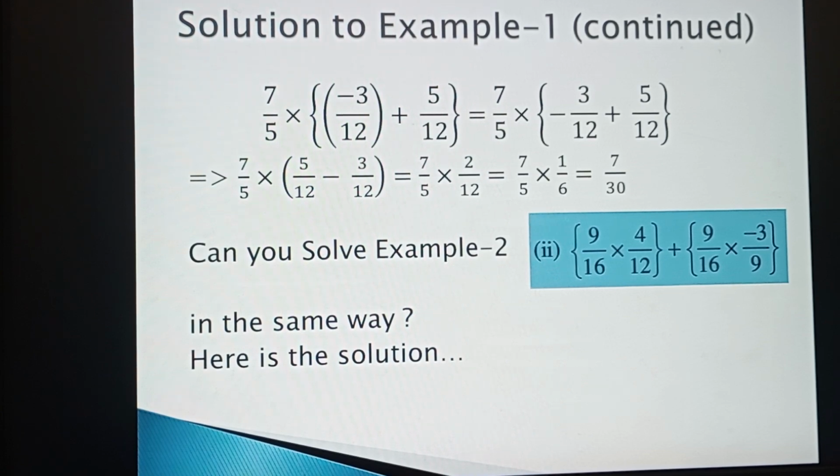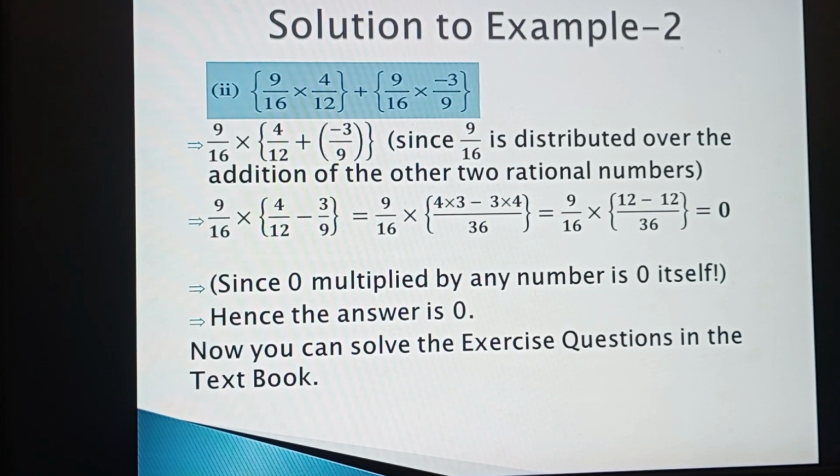Example 2. The same way we can do that, and we can find that 9 by 16 is distributed over the addition of 4 by 12 and minus 3 by 9. We put the brackets there. The LCM of the denominators is 36, and we add the two fractions. Finally, we get a 0 there. Since 0 multiplied by any other number is 0 itself, hence the answer is 0.